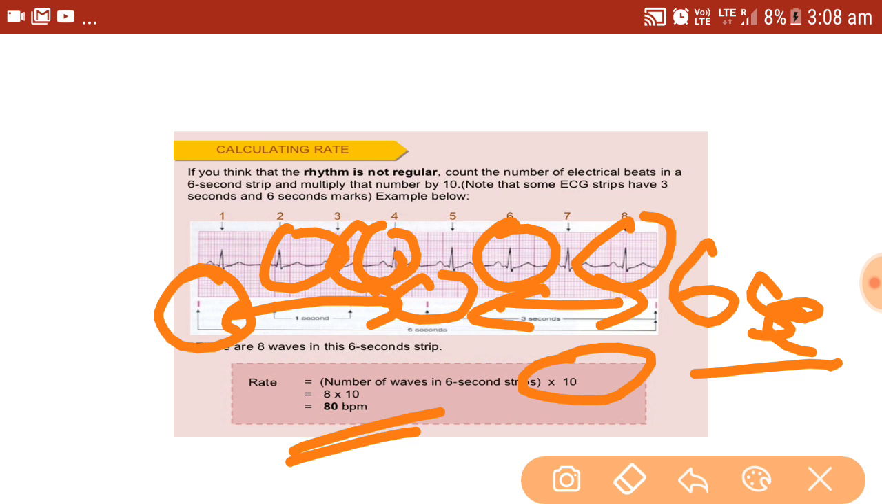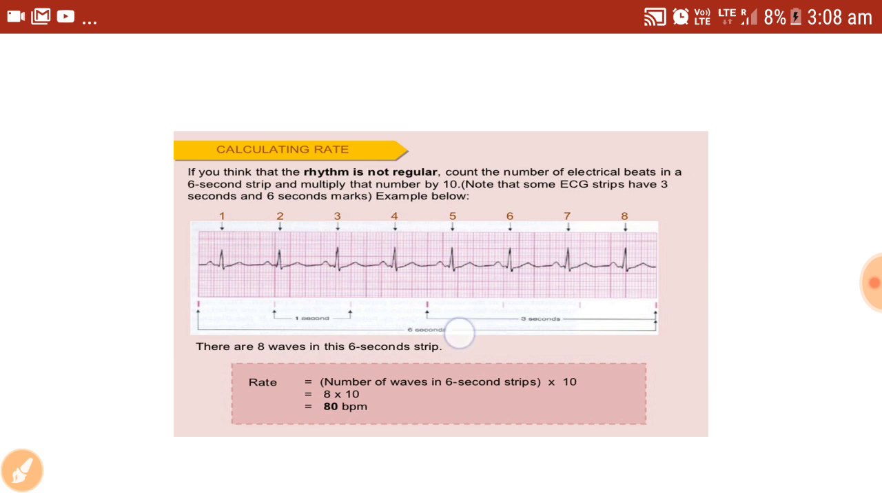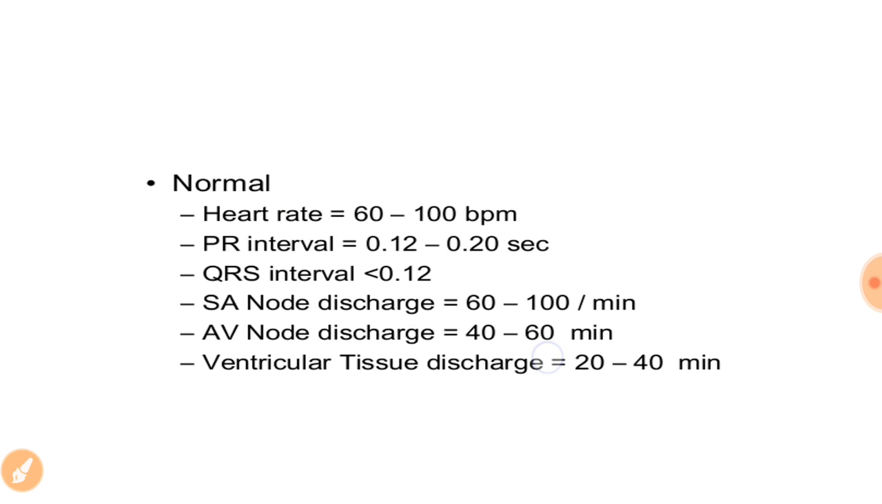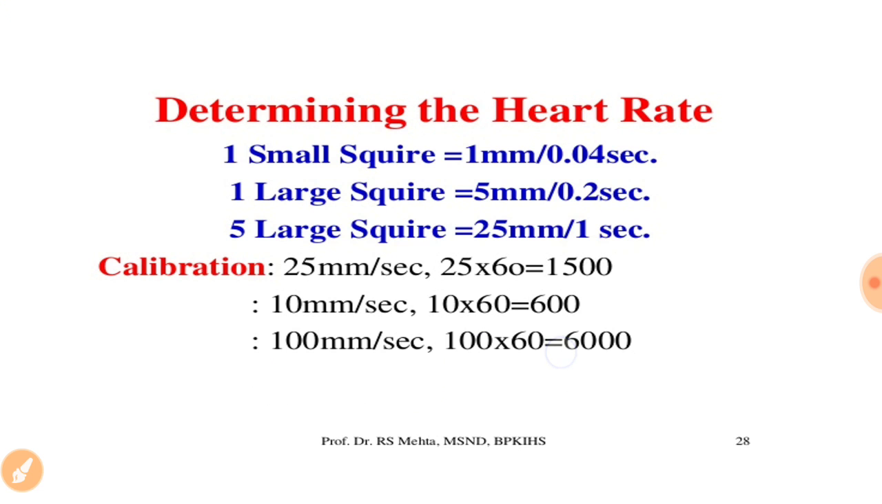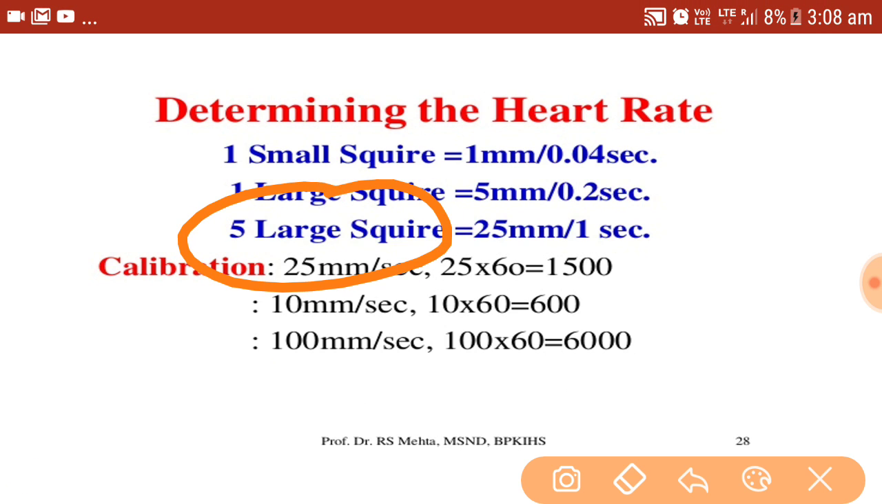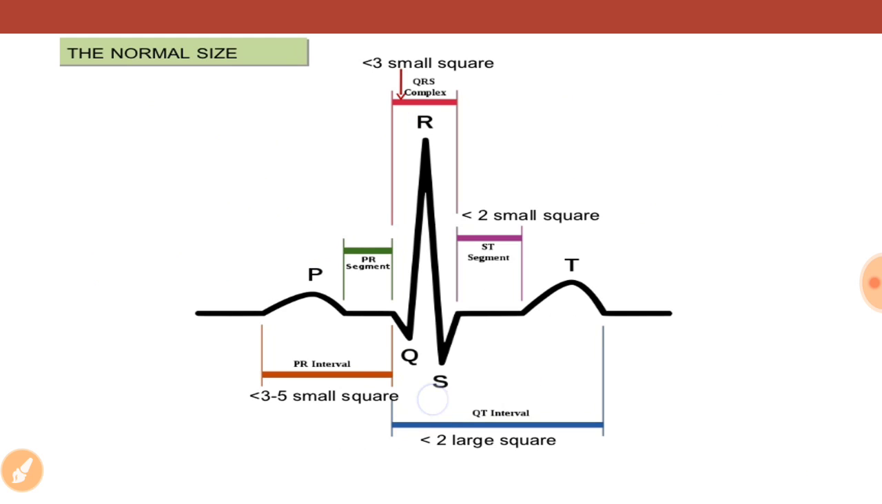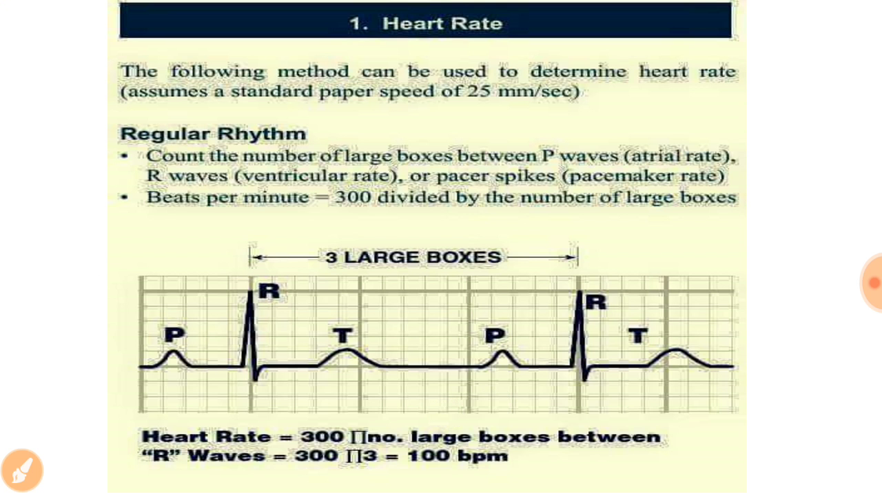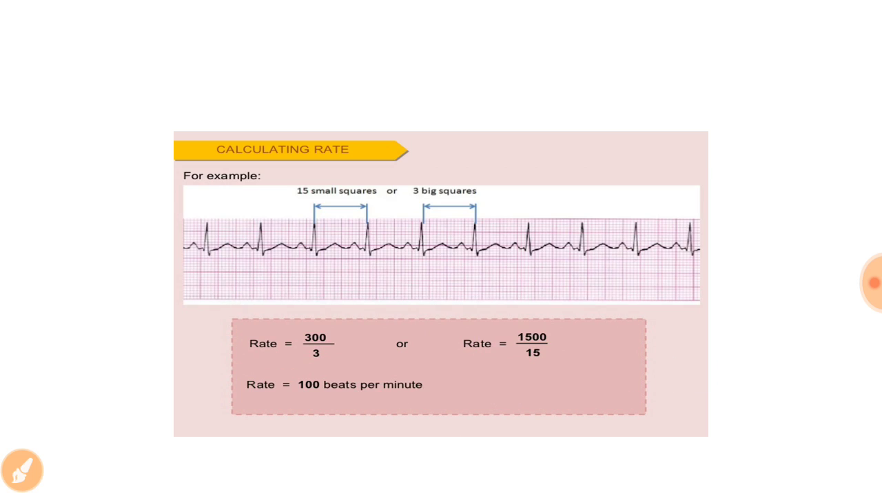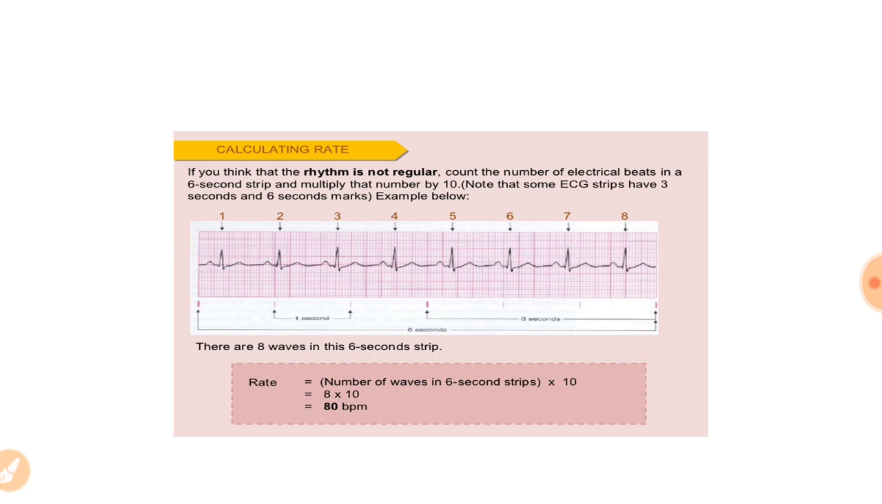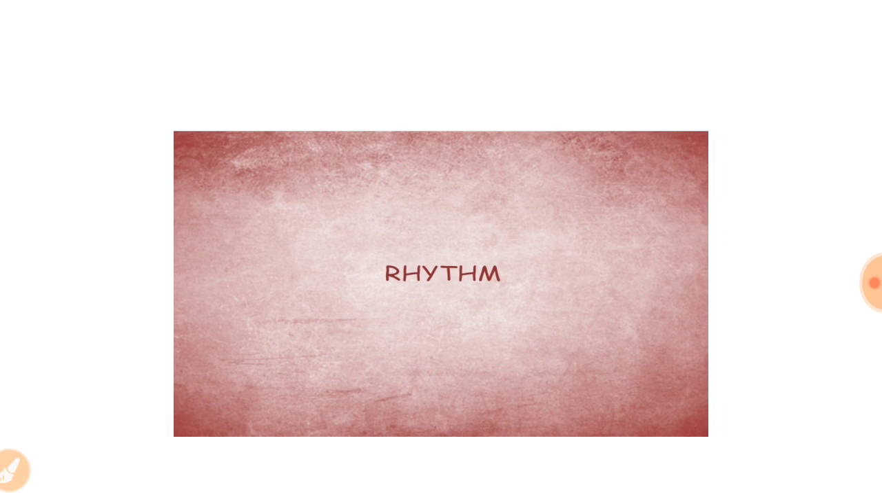The second method: I have already told you in this picture that 5 large squares equal 1 second. That means in 6 seconds there will be 30 large squares. So you need to count 30 large squares and then see how many QRS complexes are there in those 30 large squares to get the heart rate for an irregular rhythm.